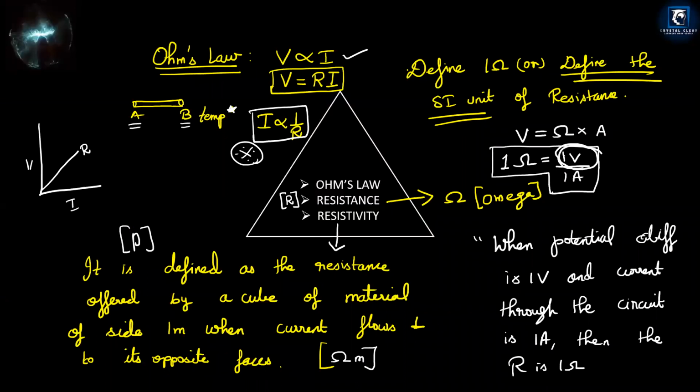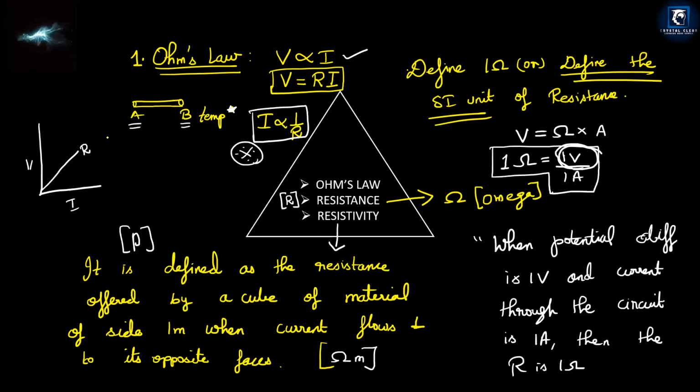Here we are. Ohm's law, number one. We will start from Ohm's law. Ohm's law is nothing but a proportionality between two physical quantities. One is potential difference, another one is current. And by this symbol, you can guess very easily, it is directly proportional. Potential difference is directly proportional to current.